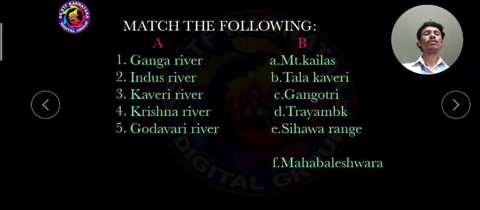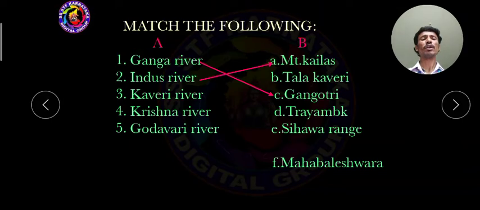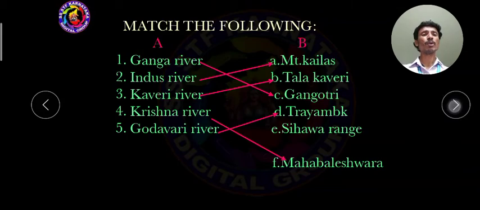So dear students, after learning this, we have to match the following. After listening to the lesson, we have to check ourselves whether we have the knowledge or not. The first one is the Ganga River, Gangotri; Indus River, Mount Kailash; these are where the rivers rise. Then River Kaveri, Talakaveri; Krishna River, Mahabaleshwar; Godavari River, Triambaka. These are all very important 1-mark MCQ questions, my dear students. Everybody should keep them in mind.